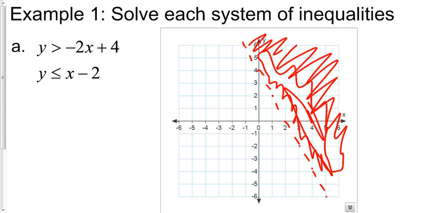Okay, that's good enough. Now I'm going to graph the other one in blue. y is less than or equal to x minus 2. The y-intercept is negative 2. I'll start there. And the slope is 1 over 1. Up 1 over 1. Here's where they're going to intersect at (2, 0). But I'll keep going with my line.